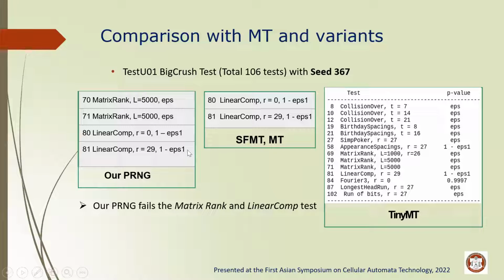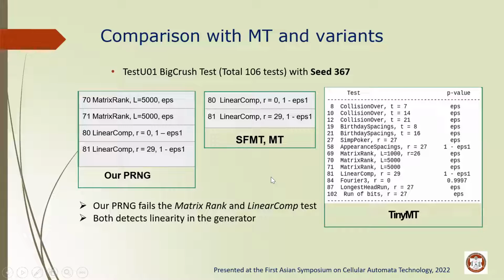But if we compare our PRNG with SFMT and MT, our PRNG is lagging behind because of this matrix rank test. Now we look inside at what these tests signify. We have seen that these tests are basically detecting linearity in the generator.